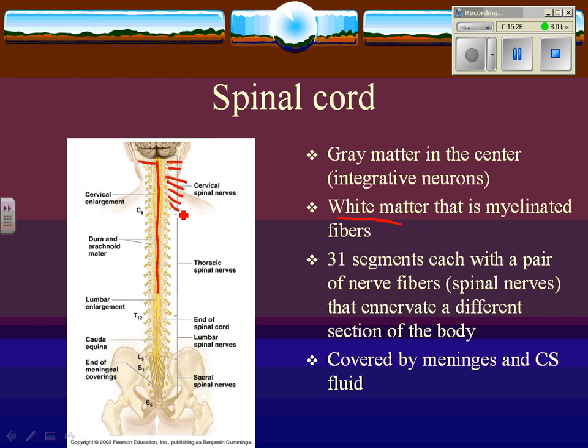Your spinal cord is covered by meninges, same as the brain, and cerebrospinal fluid. We'll come back to this part when we talk about the brain.